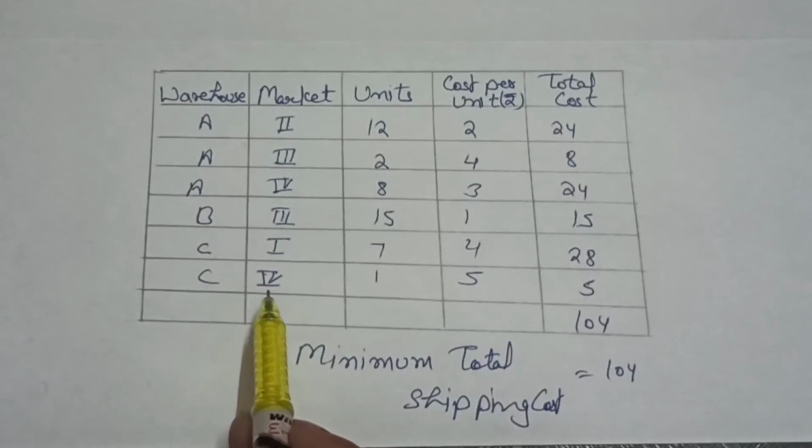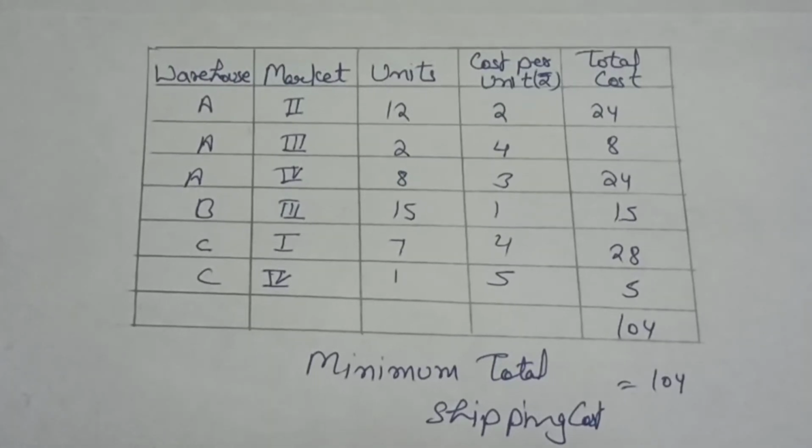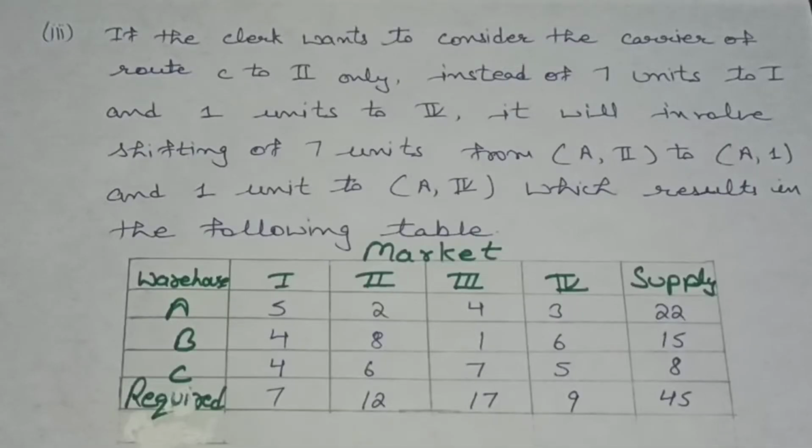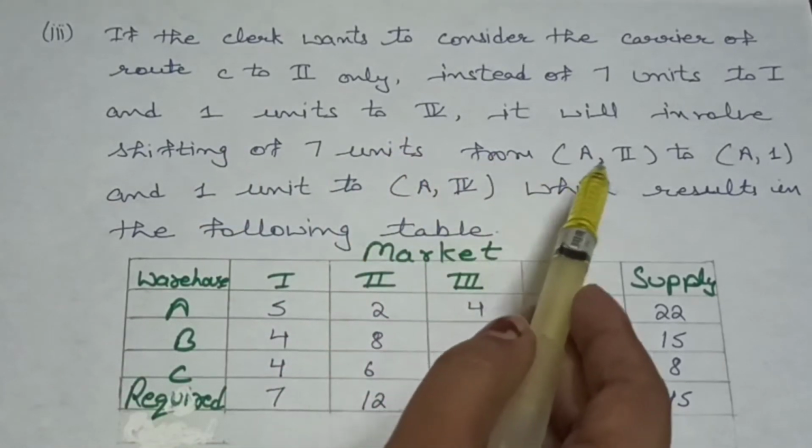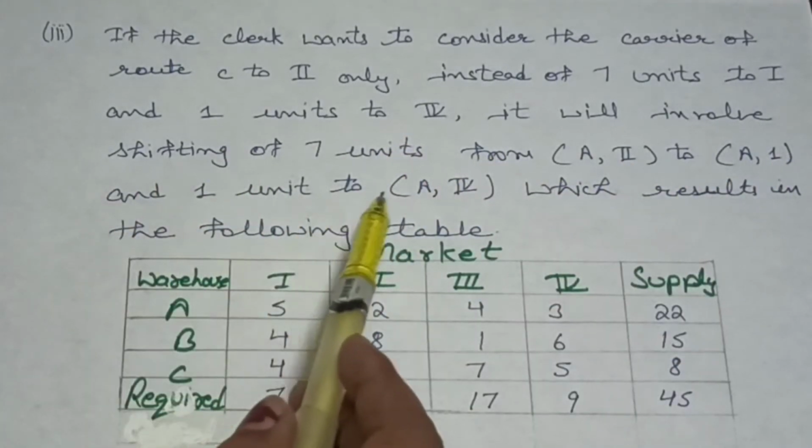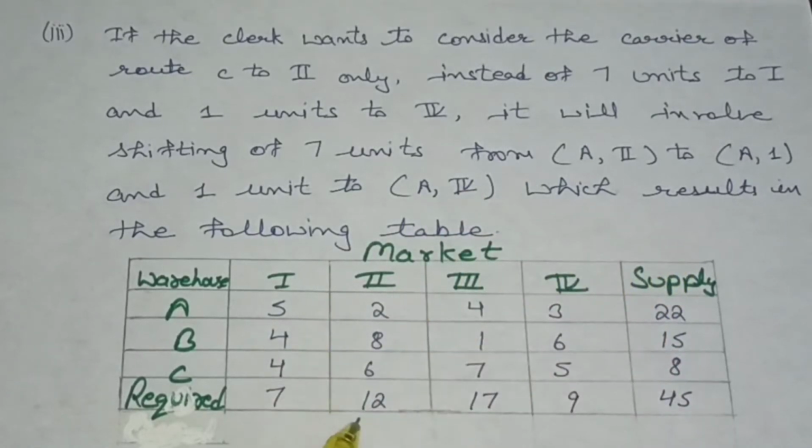So you have to check the cost in the second market. You can see the second market cost is 6 for warehouse C. So we have to allocate and minimize the cost in this way. Our total minimum cost will be less than 104; it should not be greater than 104. So if the clerk wants to consider the courier of route C to second only, then instead of 7 units to 1 and 1 unit to 4th, it will involve shifting of 7 units from A second to A1 and 1 unit to A4th, which results in the matrix.